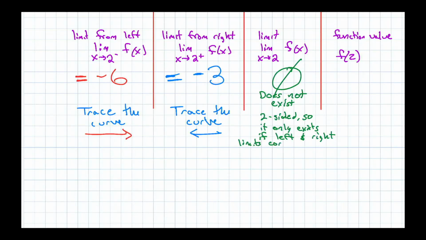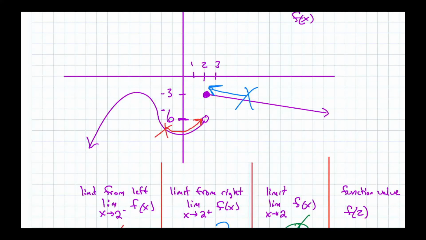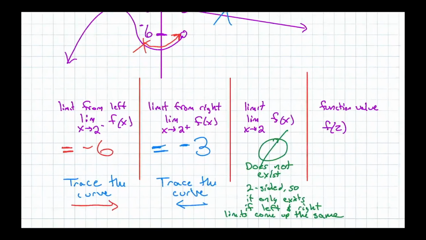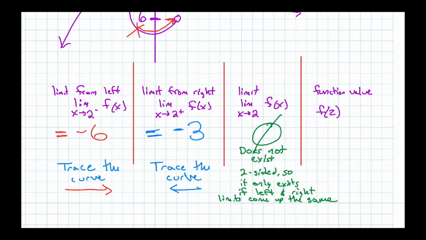Come up the same here. So obviously these did not come up the same because one is negative 6 and one is negative 3. So this one does not exist, right? So if you trace the curve on the left and from the right and you don't get the same number, then there's no limit, right? So obviously left and right are getting you to different places, so no limit. So that's what you do for the two-sided limit.